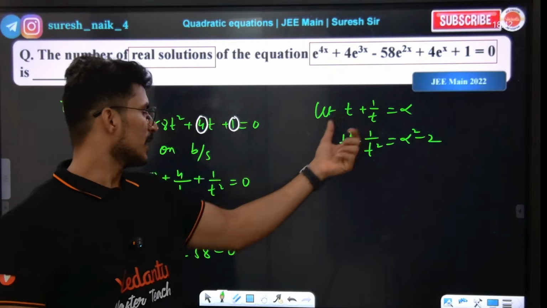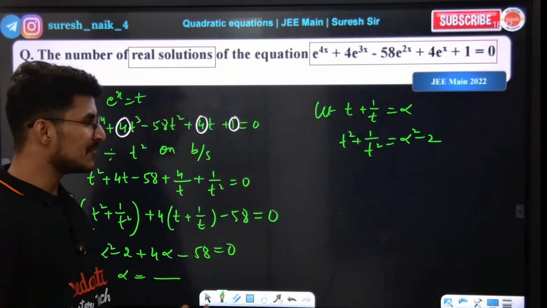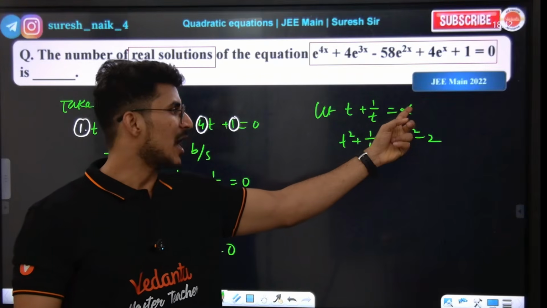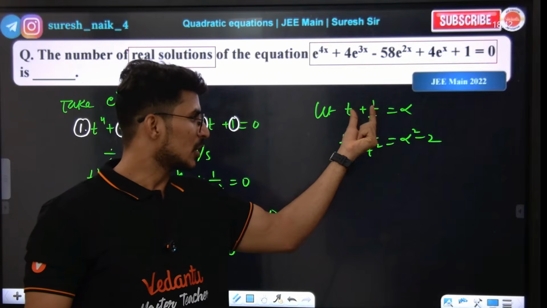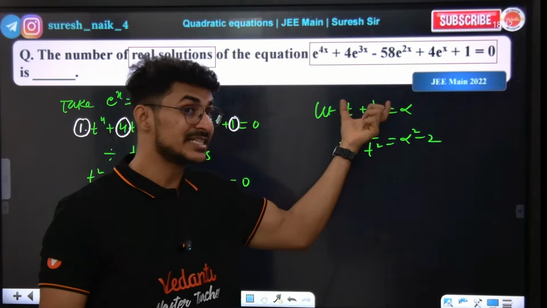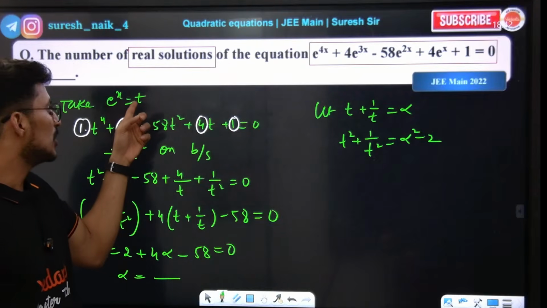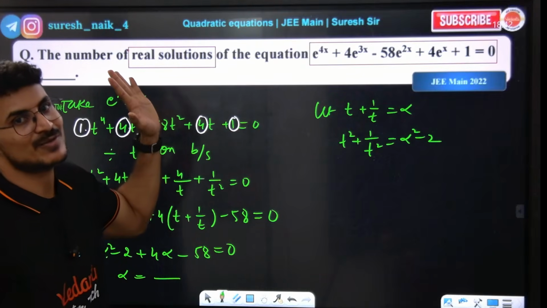Alpha, see. Now, will alpha come if we simplify this? Once alpha comes, substitute here. If alpha is some constant, what will the constant be? The constant is equal to t plus 1 by t. From this, the t value will come. Once t comes, you can put it here. From that you can find out the x value.